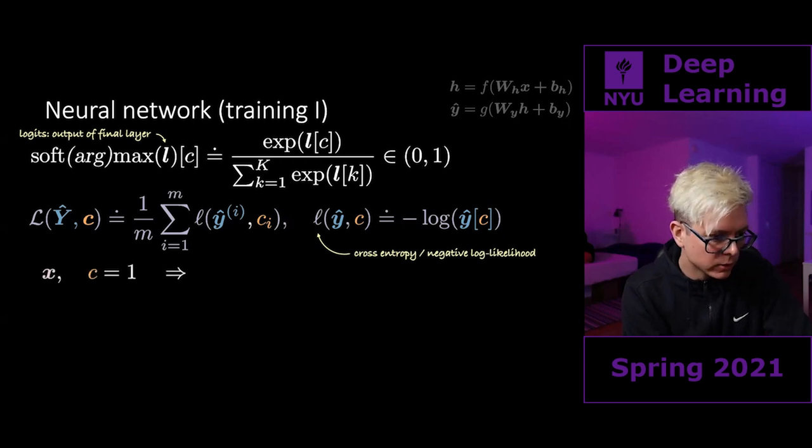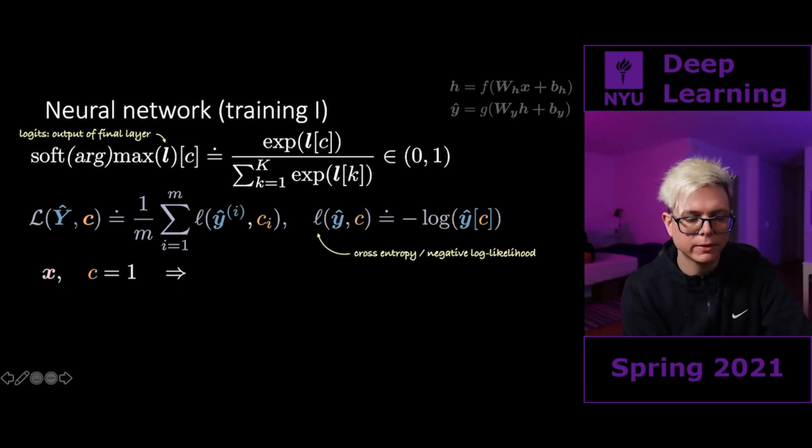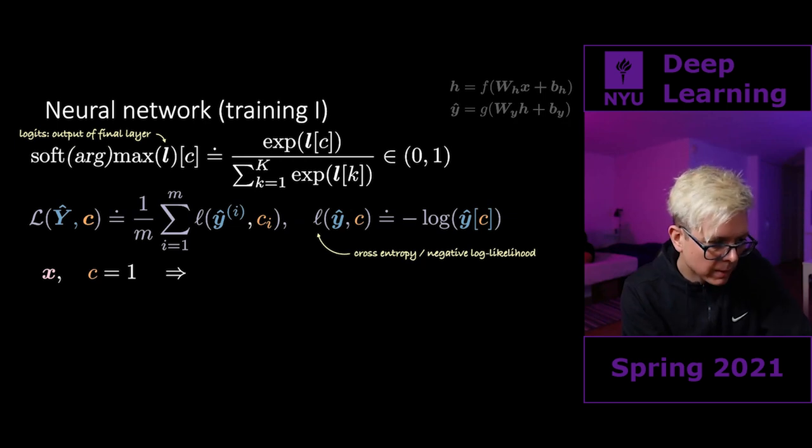May I ask why there is a dot on top of the equal sign? That means it's a definition, right? So I define it right now. So what happens if I have an X and my correct class C can be from 0 to capital K minus 1? No, 1 to capital K, actually. I count from 1 in math.